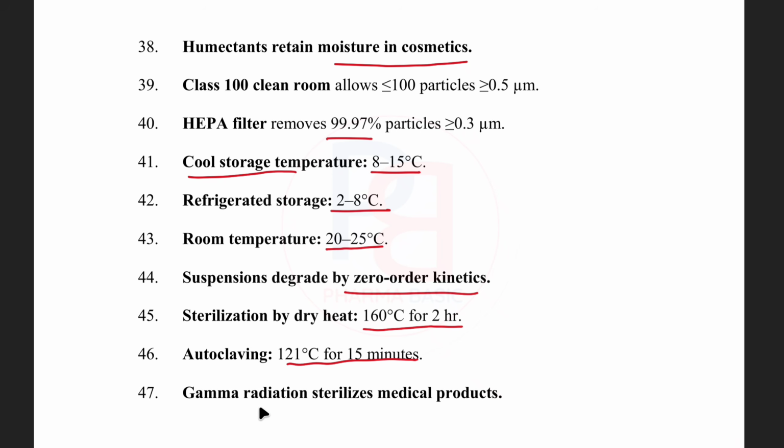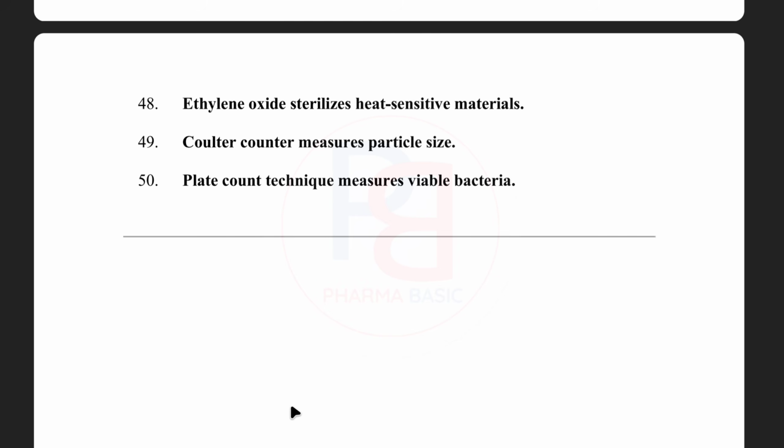Gamma radiation sterilizes medical products. Ethylene oxide sterilizes heat sensitive materials. Coulter method measures particle size. Plate count technique measures viable bacteria.